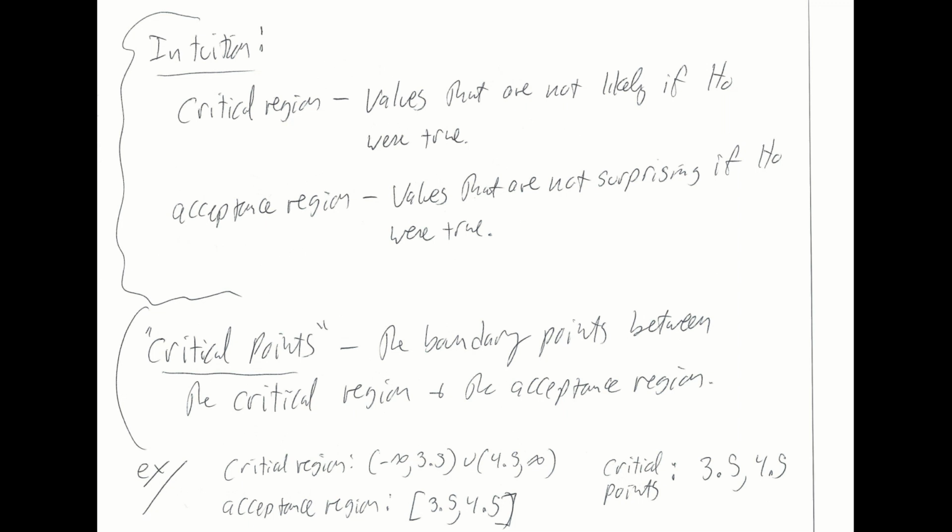The critical points here are the boundary points between these two regions. So where do you go from one to the other? It's right at 3.5 if you're moving left to right. You jump out of the critical region and into the acceptance region as you pass through 3.5, and you jump out of the acceptance region and back into the critical region as you pass through 4.5. Those two points are the boundary points between these two regions.